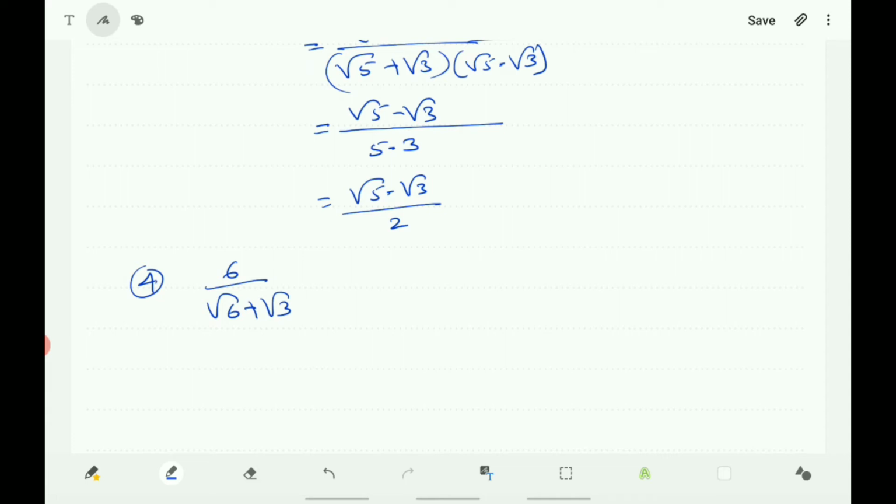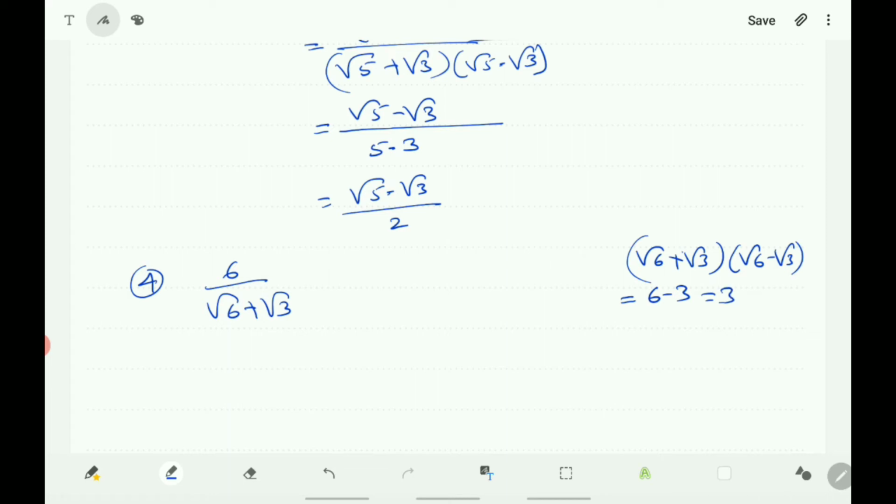to rationalize the denominator, root 6 plus root 3 must be multiplied by root 6 minus root 3. Then it is also in the form of root a plus root b into root a minus root b, that is a minus b. So it is also 6 minus 3, that is equal to 3.